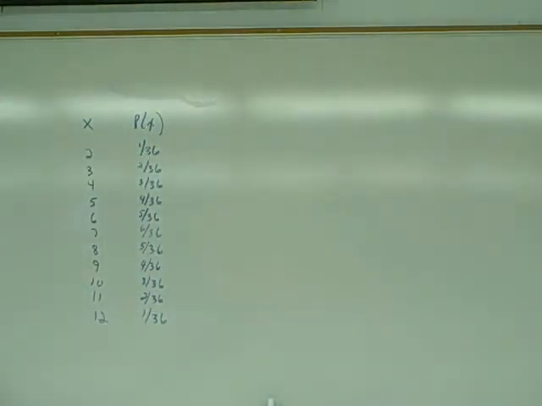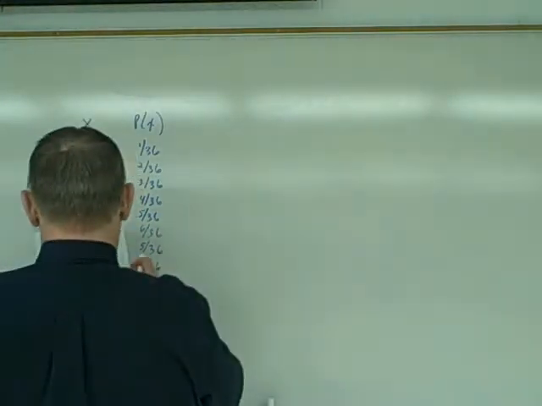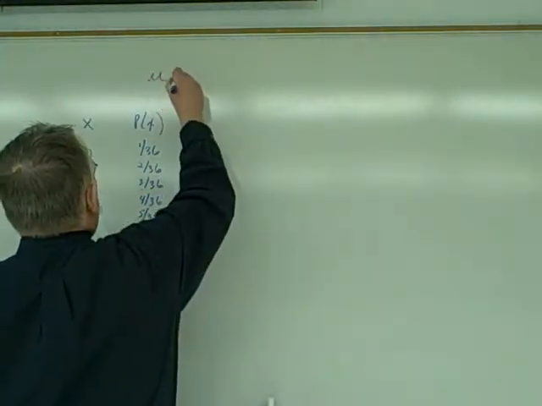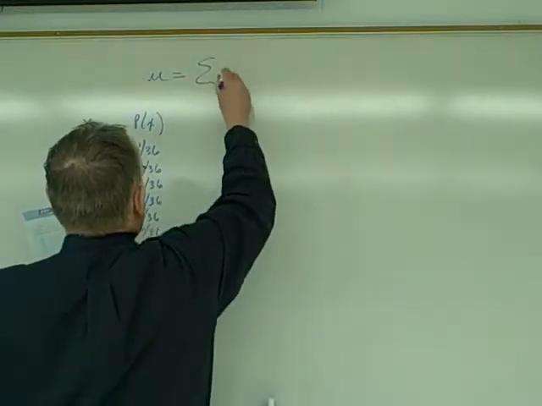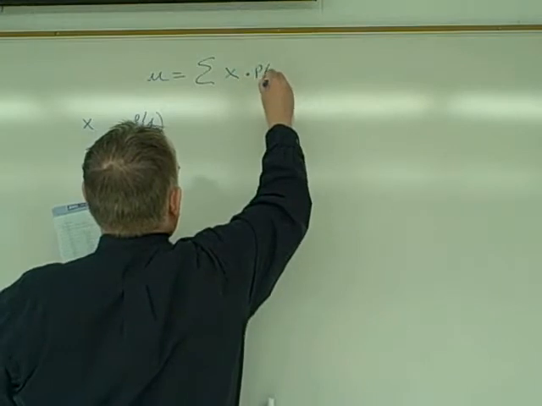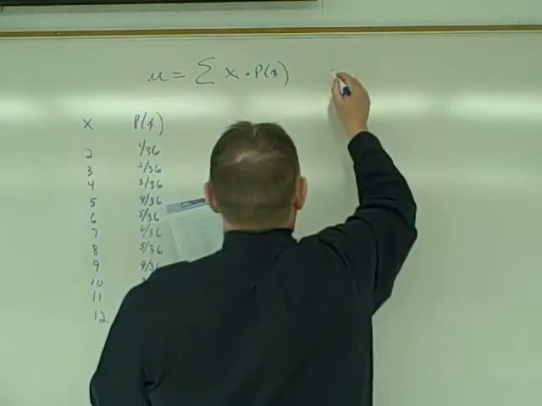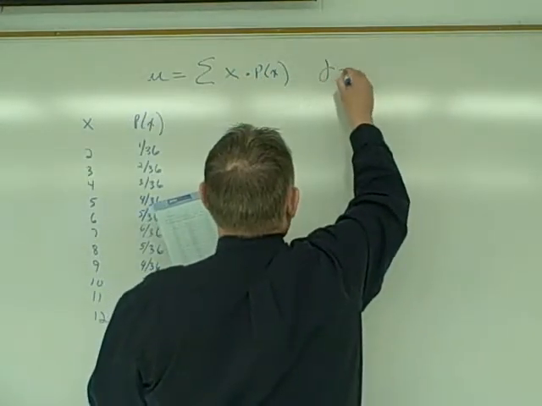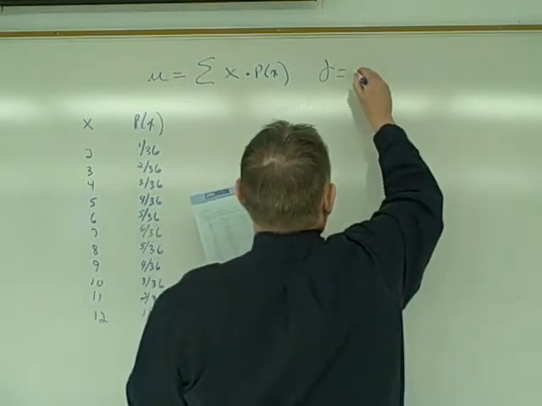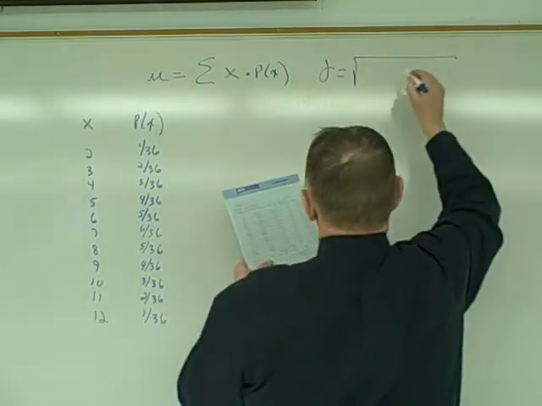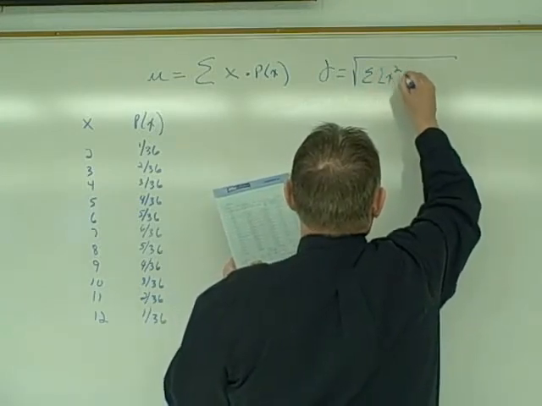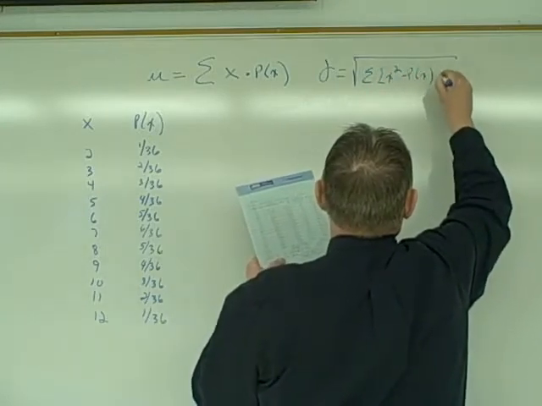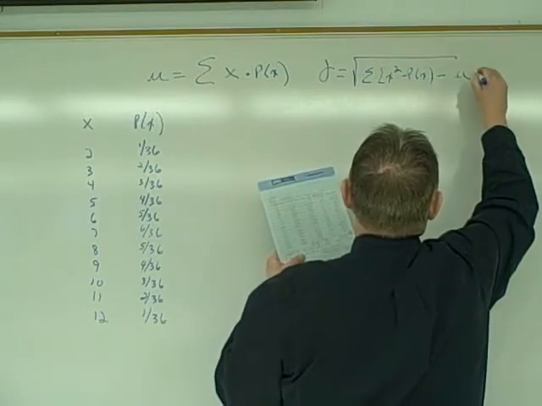Now, if we are given a probability distribution, the mean of that probability distribution is defined as the sum of all the x's times the probability of x. And the standard deviation is defined as the square root of the sum of the x squared times the probability of x, minus the mean squared.